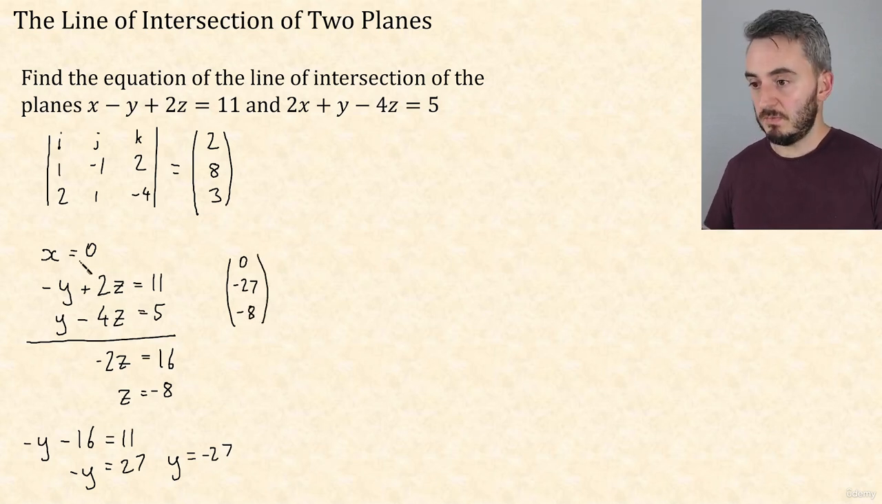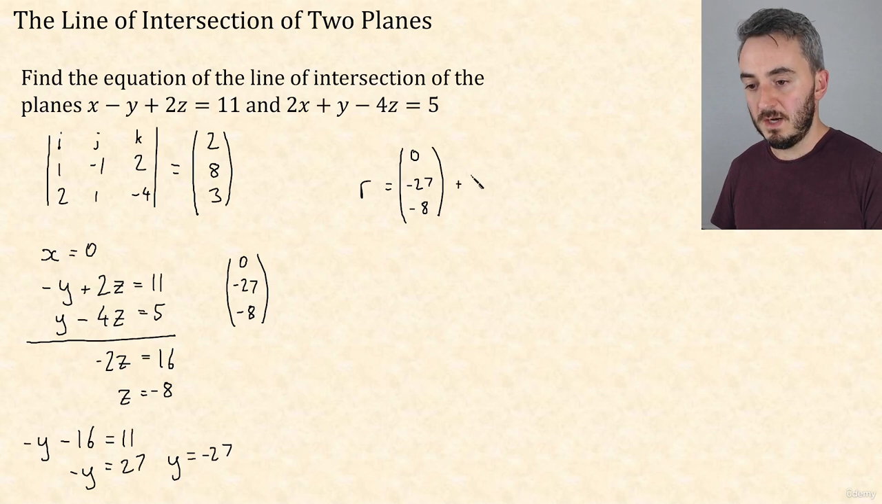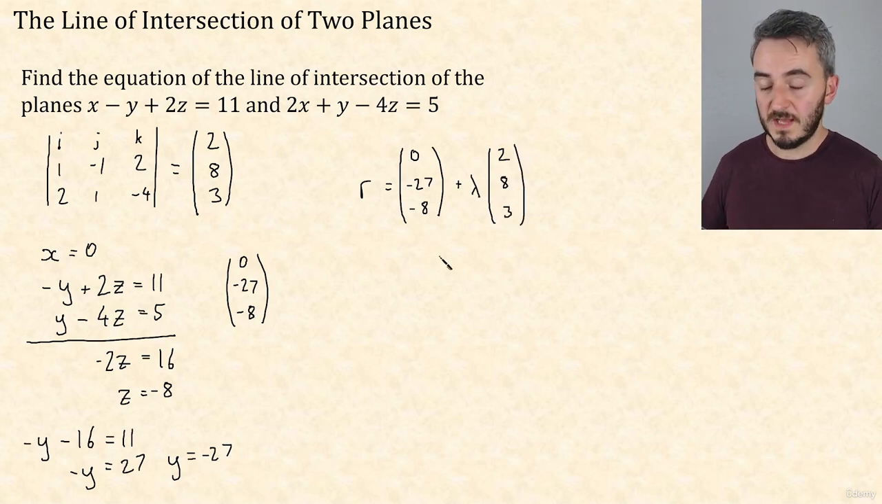And you could have picked anything. You could have said, I want x to be 1. Or you could have said, I want y to be 0, z to be 0. Typically, I just pick one of the points to be 0 and find the other two. What I now have is a position vector. So I know that the point 0, minus 27, minus 8 is on the line, and I know that its direction must be perpendicular to the two plane perpendiculars, and therefore this cross product that I found. And there we go, that's the line of intersection of those two planes.